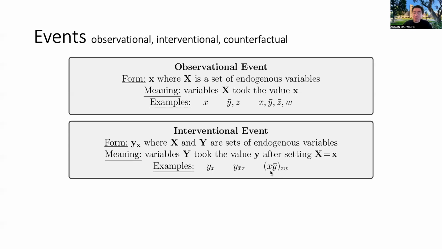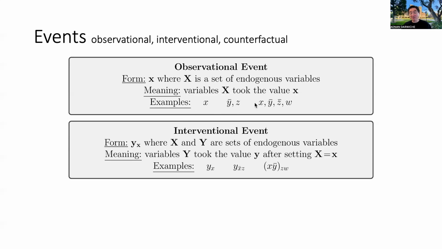X is true and Y is false after I set Z to true and set W to true. Okay, this is legitimate. These are interventional events. Now, what is the last type, the counterfactual?